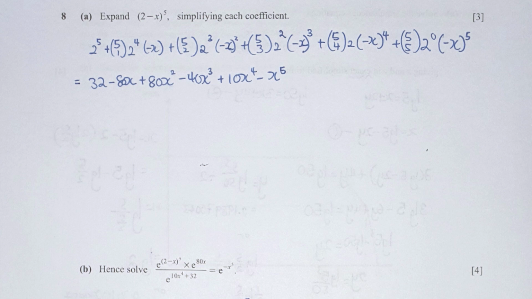As for question 8a, we'll be using binomial expansion on this and expand it to the simplest form. So you should be getting 32 minus 80x plus 80x squared minus 40x cubed plus 10x to the power of 4 minus x to the power of 5. Whatever you see here should be pretty straightforward. I'm just substituting it into the formula that was given at the first page.